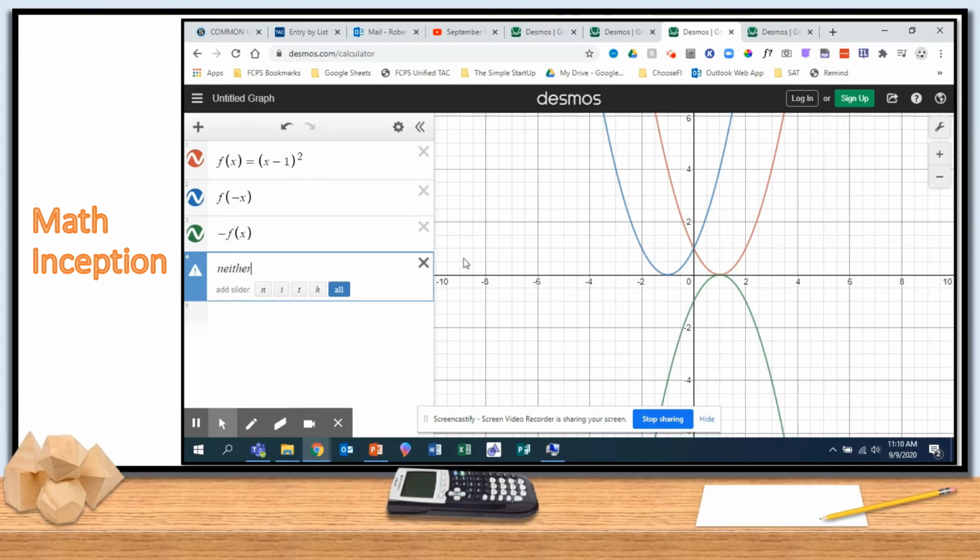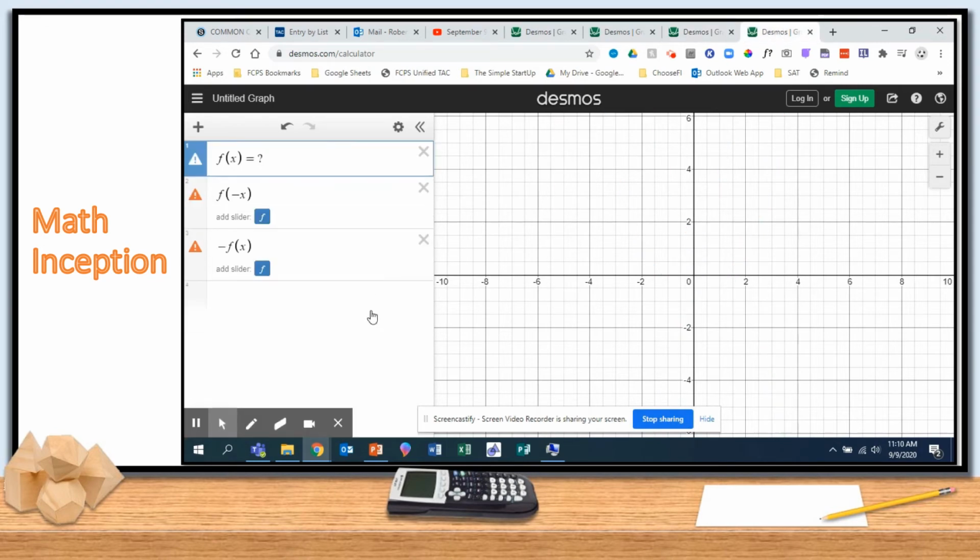Now that does raise the question, can it be both even and odd? So can it do both? And is there a scenario where it will be even and odd? I want you to try and think of one. There's one that comes to mind. 1 equals x squared plus y squared.